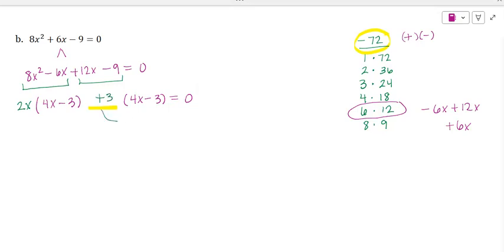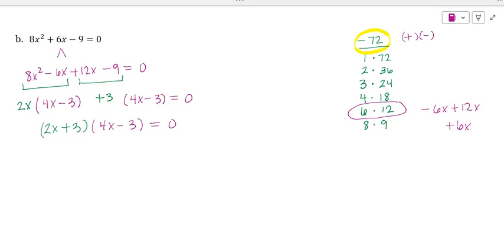Let's check. That'll give me 12x, and that'll give me minus 9. That works. The two items that are in green get grouped together, and then those set of parentheses match. So here's our factorization. All right, now we'll get our final answers.